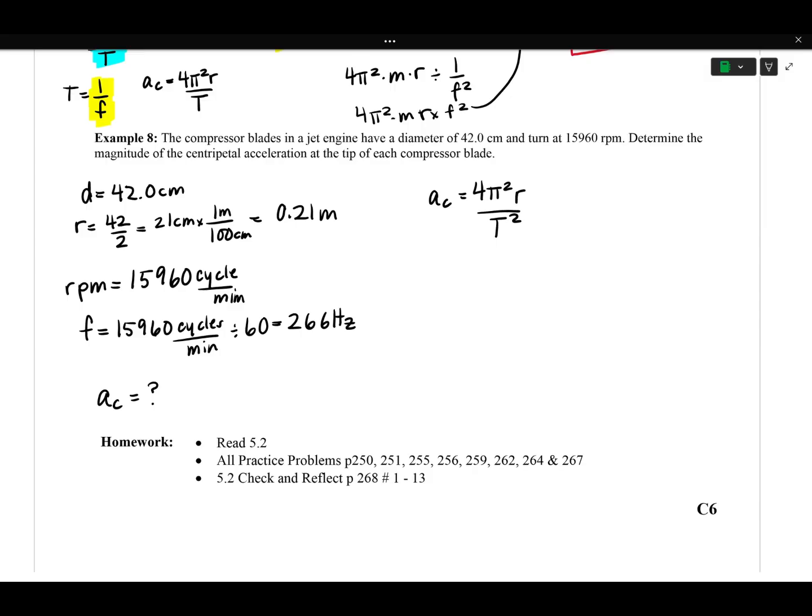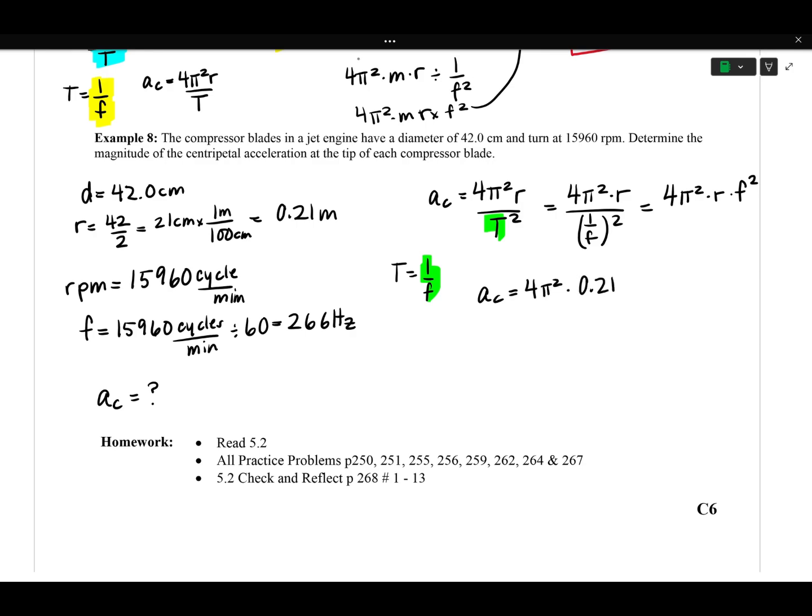That's our question. So we can start off right away and say that centripetal acceleration is 4 pi squared times r over t squared. And I know that t is equal to 1 over f. So now I can plug this into here. So it's just a bit of a shortcut. 4 pi squared times r over 1 over f squared. So now that's going to become 4 pi squared times r times f squared.